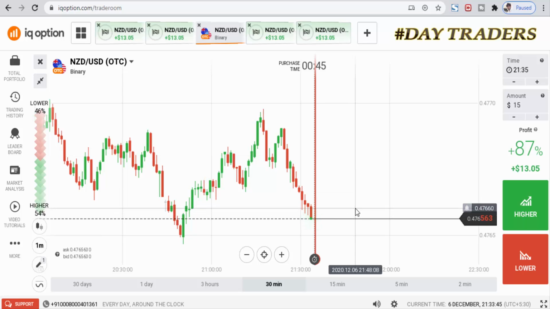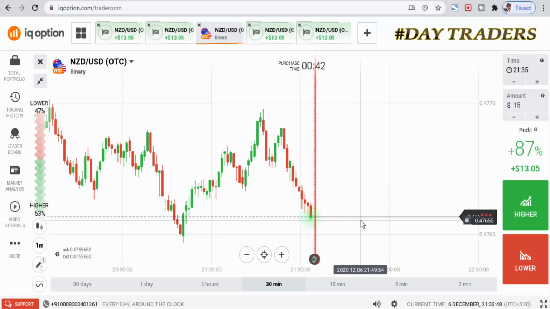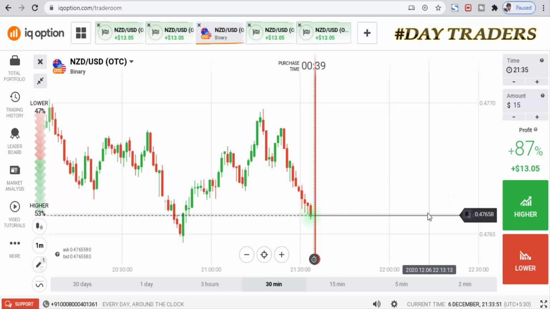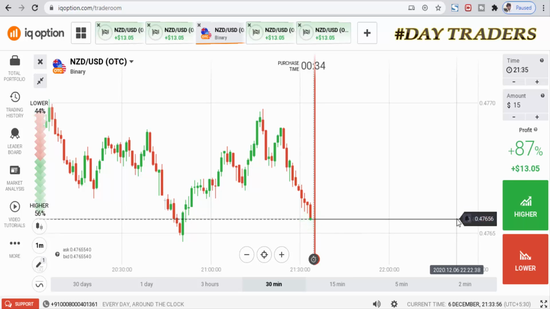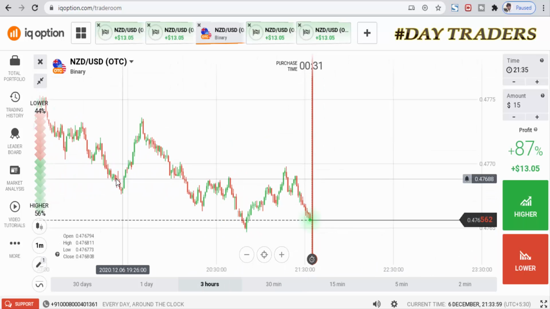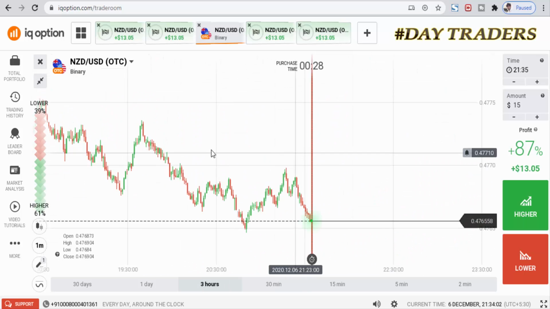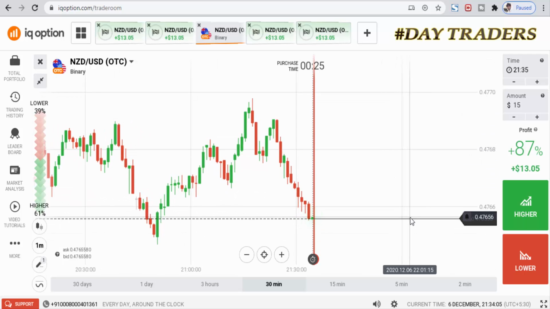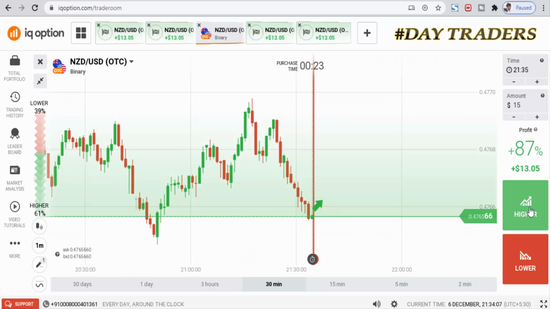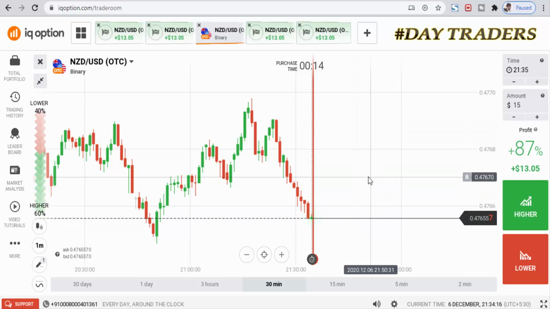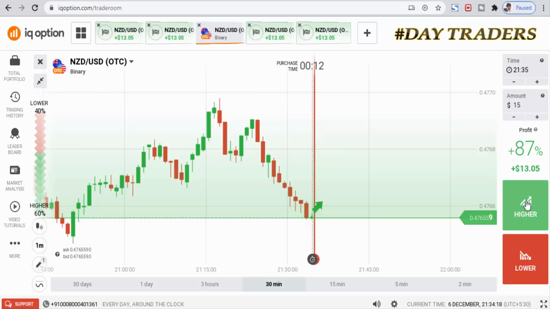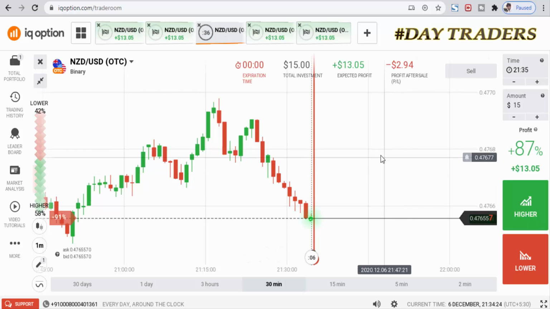Okay. Very strong sellers entry. Okay, next candle I am expecting a bullish candle. But the next buyers entry point is here. There is no level here. But there is a 50 percent chance. Okay, no problem, place a higher option.